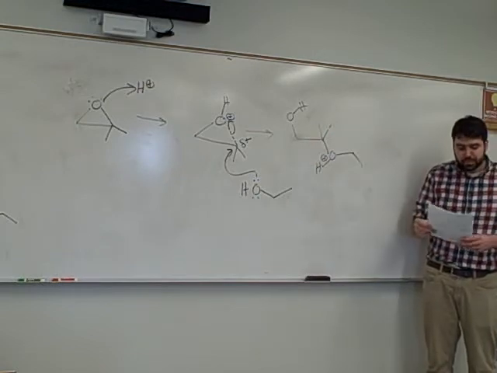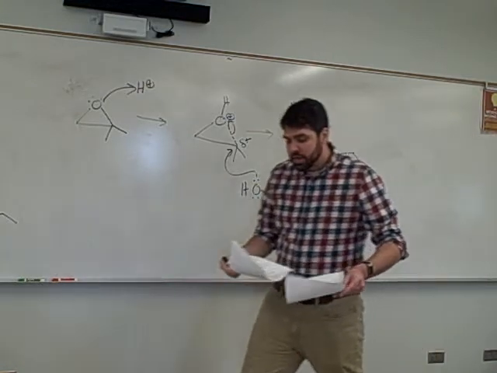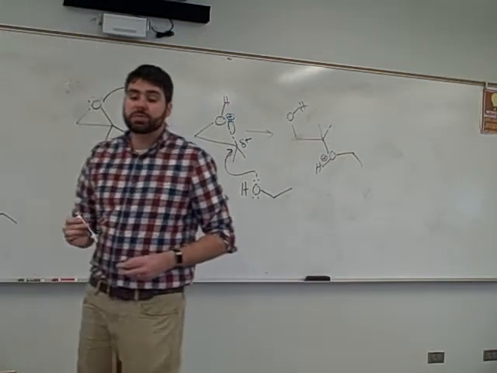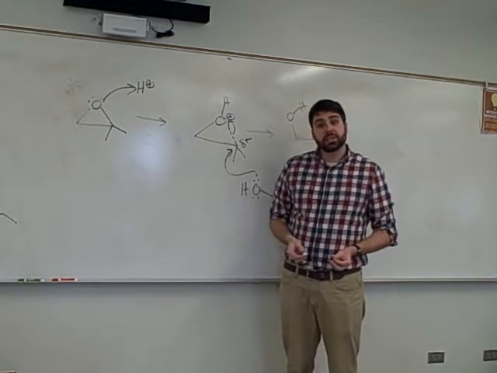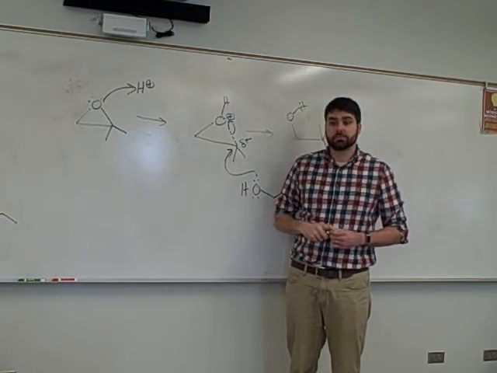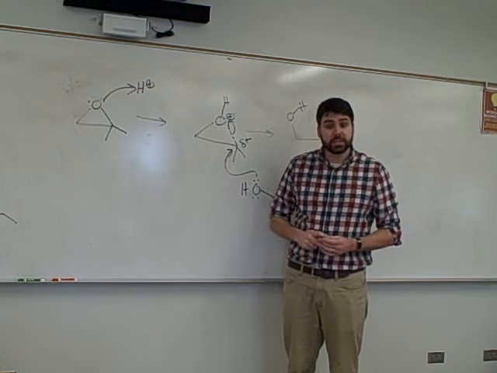Okay, so where we are going to go next time is we're going to start thinking about how we make alkynes, and then more specifically, how can we use elimination to give us a product that doesn't necessarily follow Zaitsev's rule.